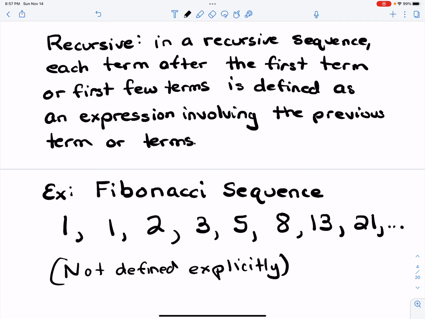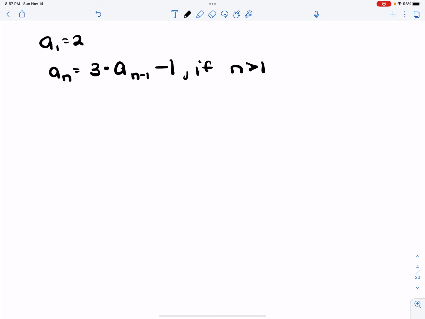All right, let's try finding another sequence. Let's say you have a sub 1 equals 2. And let's say you have a sub n equals 3 times a sub n minus 1 if n is greater than 1. So a sub 1 equals 2, a sub n equals 3 times a sub n minus 1 if n is greater than 1. All right, and we're asked to find the first 4 terms.